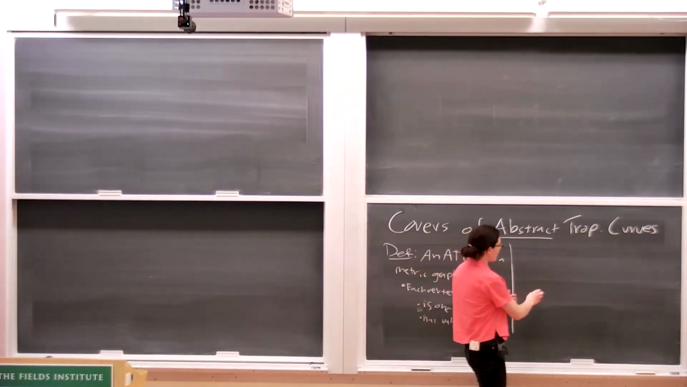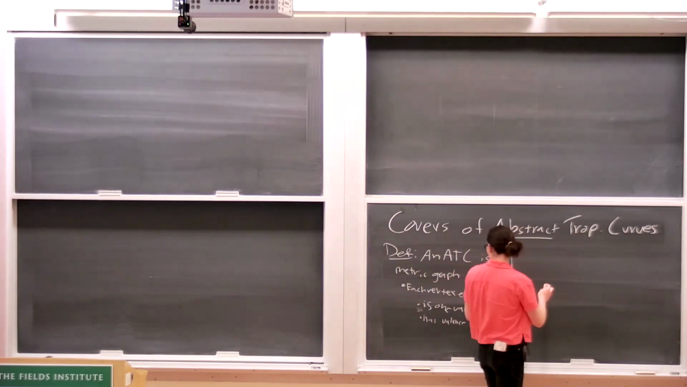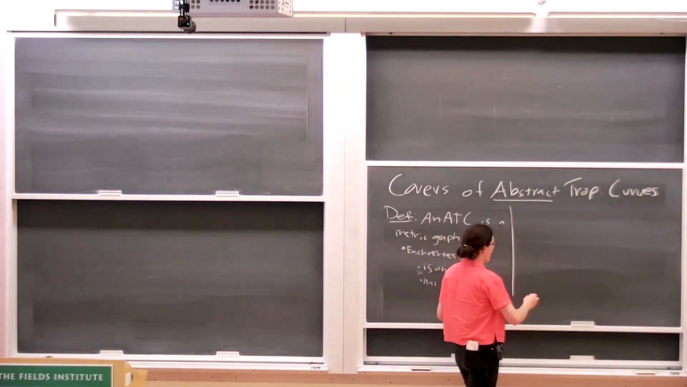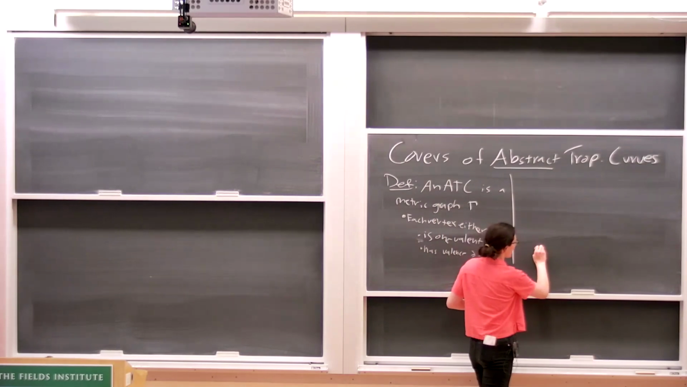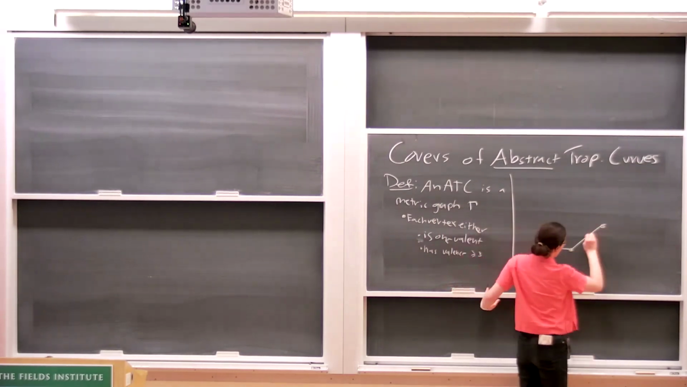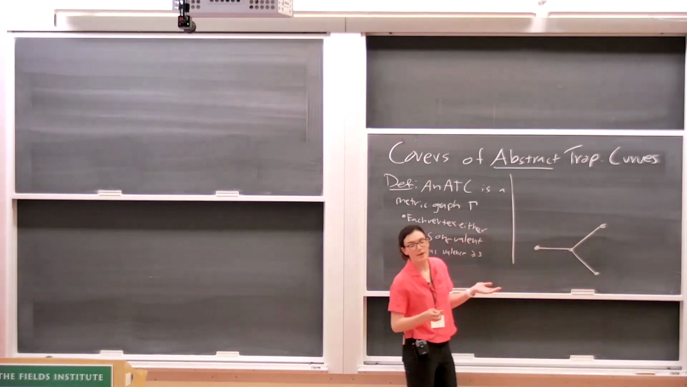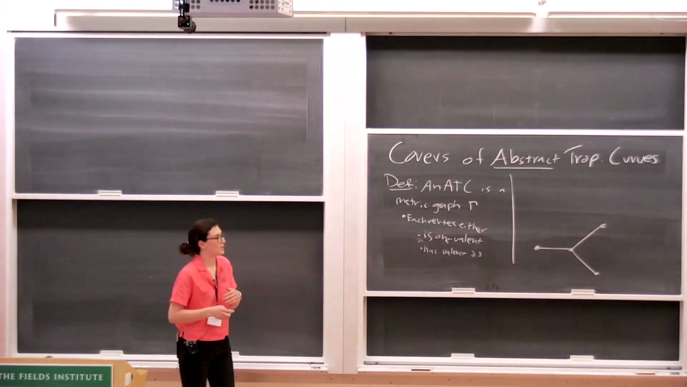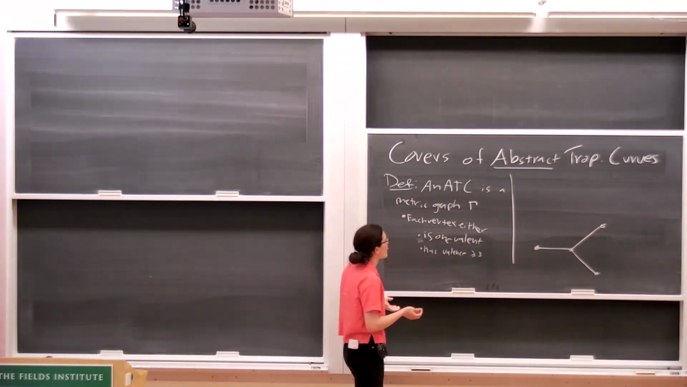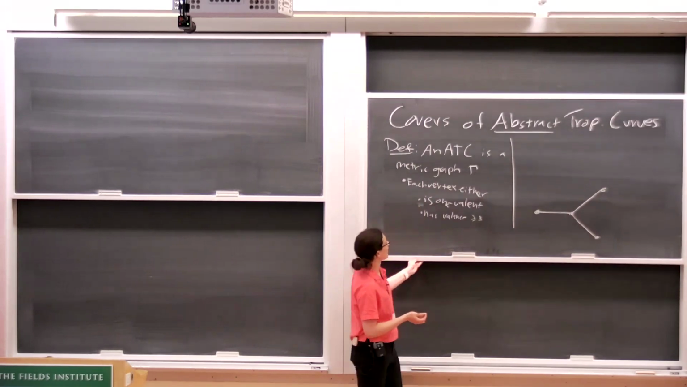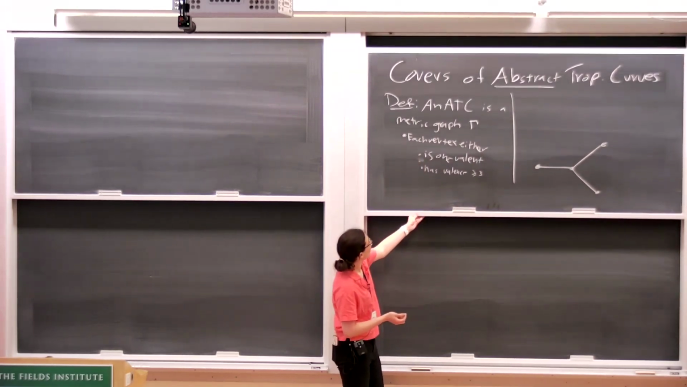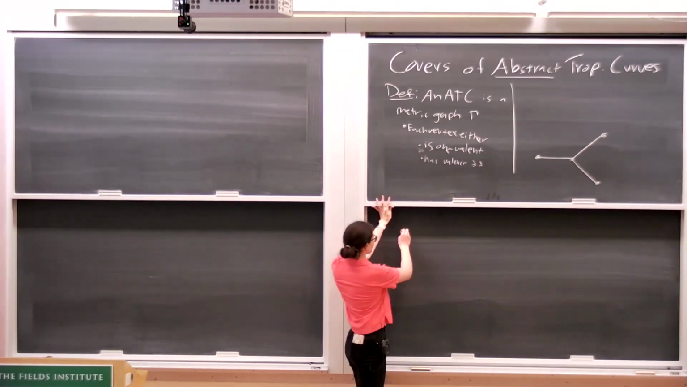A very simple example of one of these abstract tropical curves is this guy here, the tripod. This is perhaps the simplest non-empty graph. Now, I'll also give a condition on our edges, on the metric, on the length of our edges.